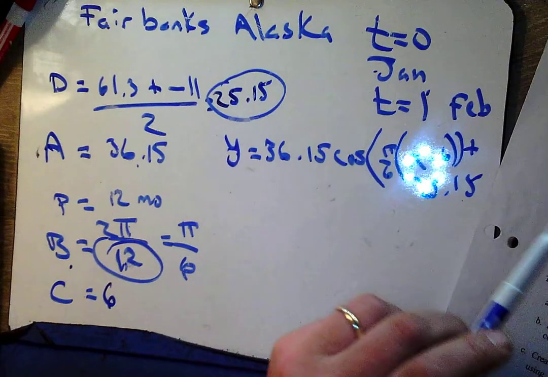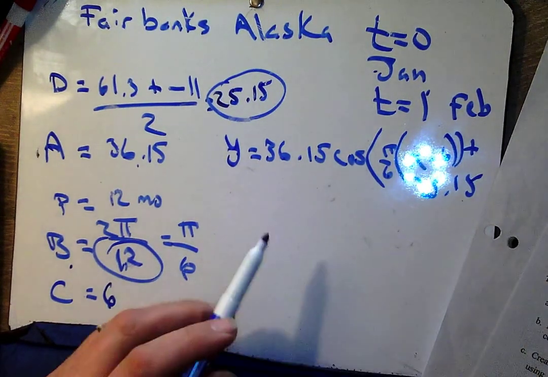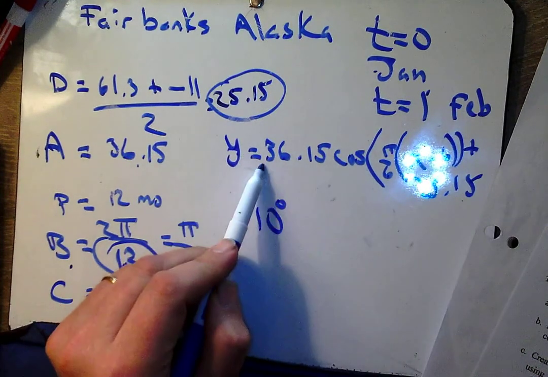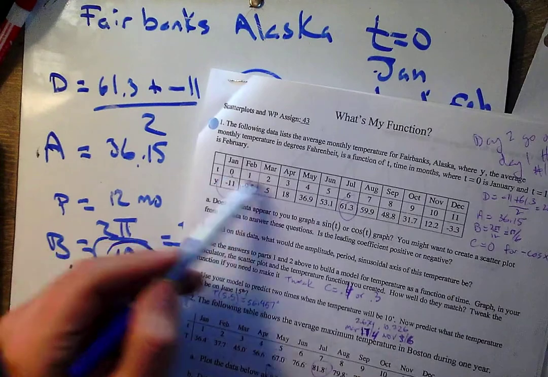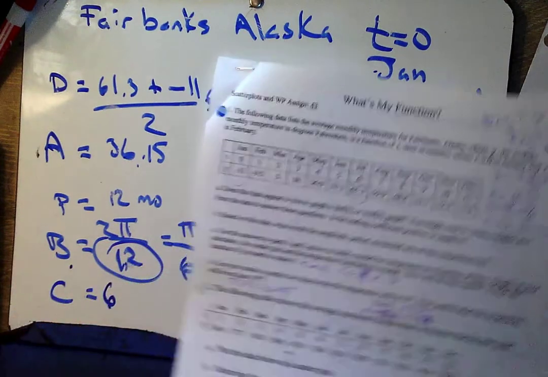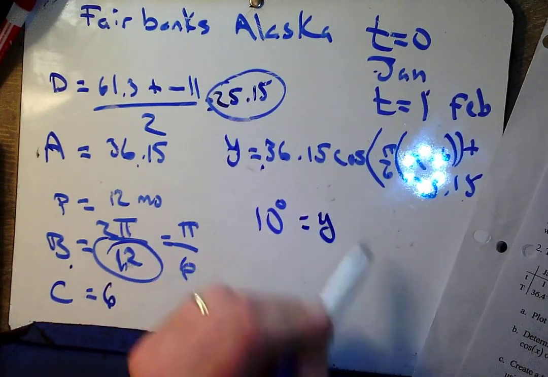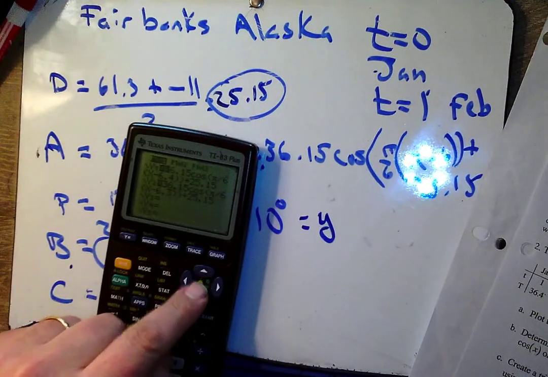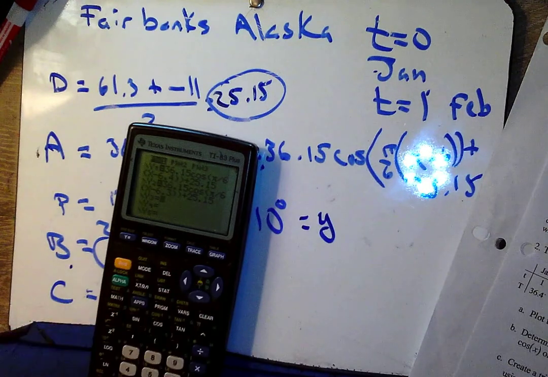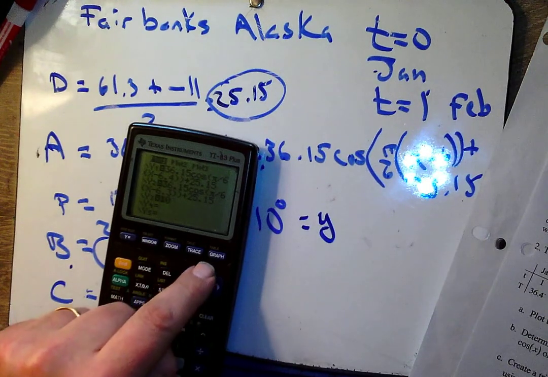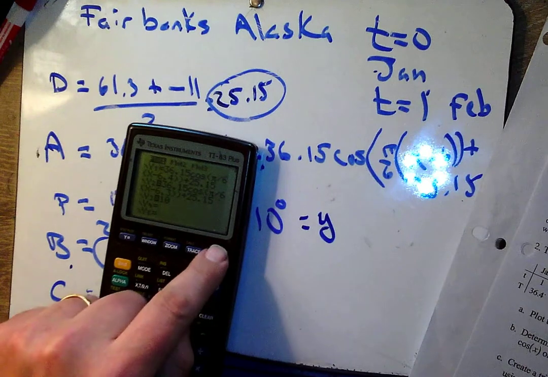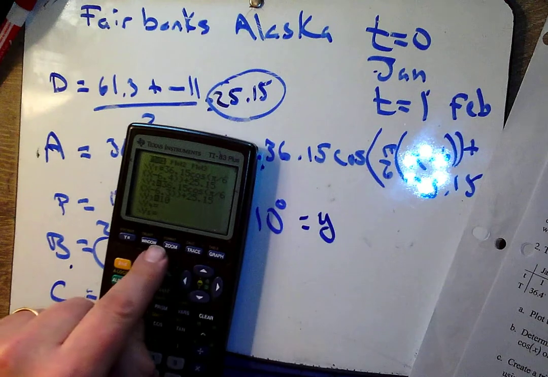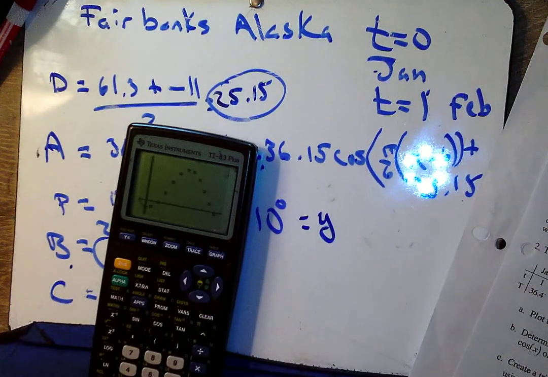Okay, use your model to predict 2 times when the temperature will be 10 degrees. So is 10 degrees an input for this function or an output? Well, when I look over here, input was months and output was temperature. So this is a y value. They're giving me the output, which means I want to come over here to my y equals and type in 10. Okay, so here, zoom stat. Did I already graph it? Yes, I did. So I just have to graph that.